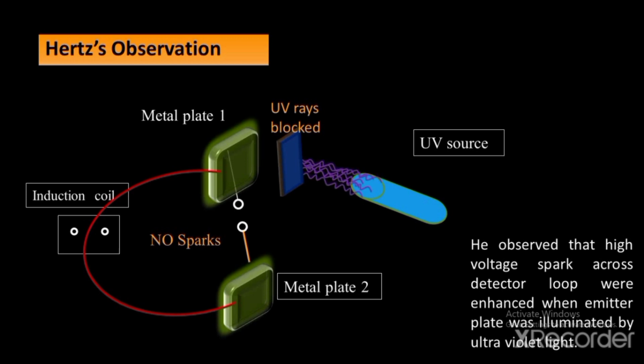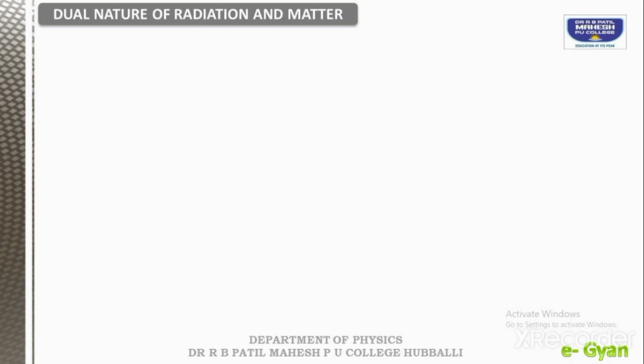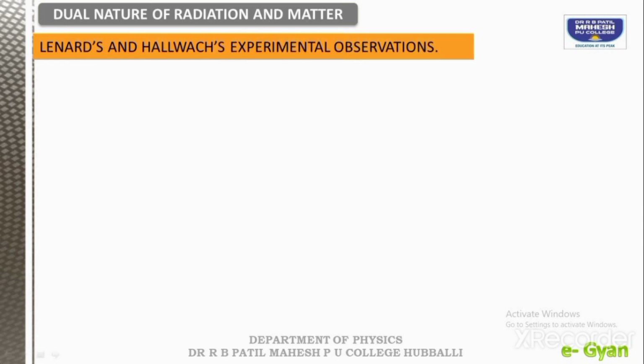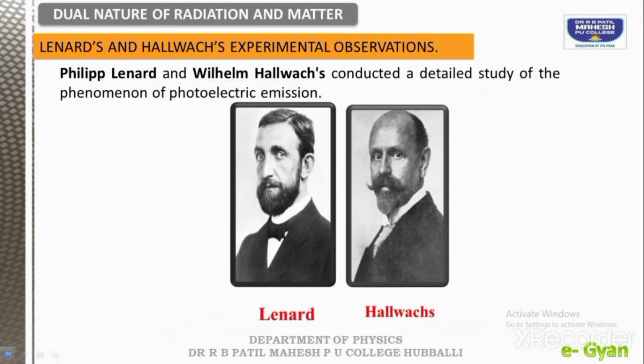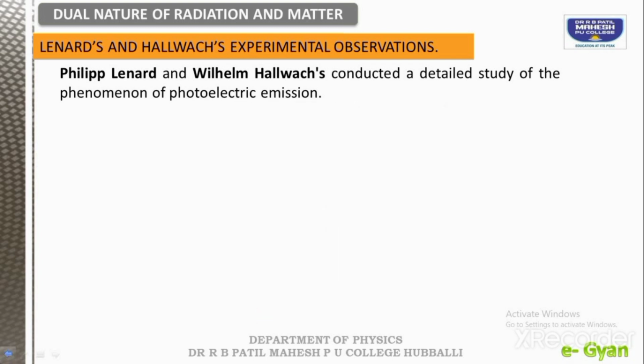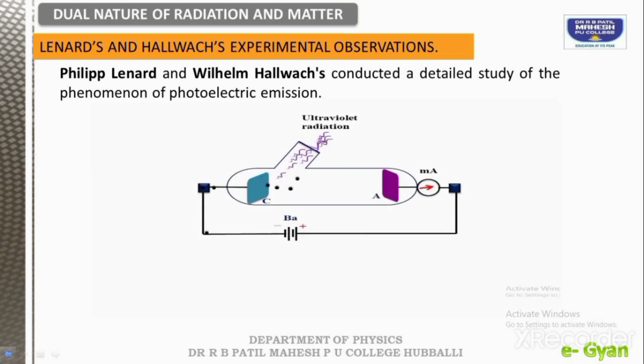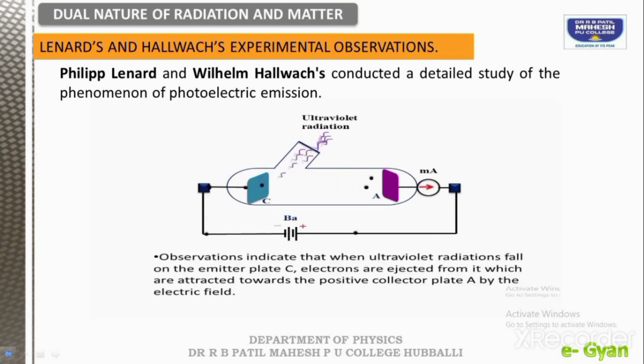by UV light. Next we will go with Lenard's and Hallwachs' experimental observations. Philip Lenard and William Hallwachs conducted a detailed study of the phenomenon of photoelectric emission. When ultraviolet radiation falls on a metal surface, electrons are emitted immediately. Observations indicate that when ultraviolet radiations fall on the emitter plate C, electrons are ejected from it, which are attracted towards the positive collector plate A.